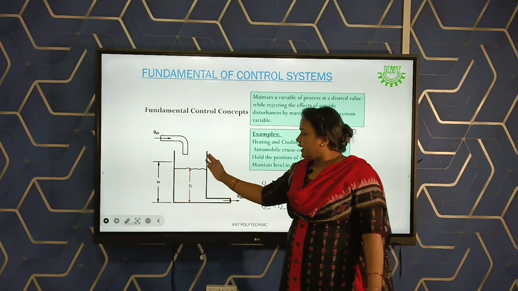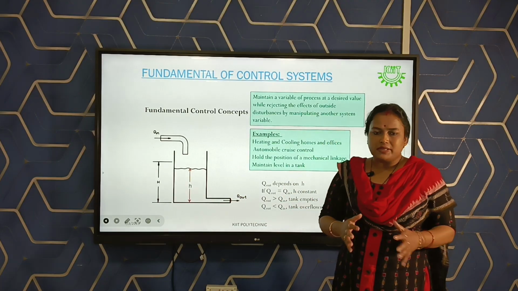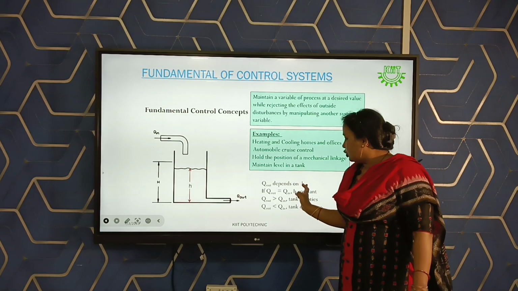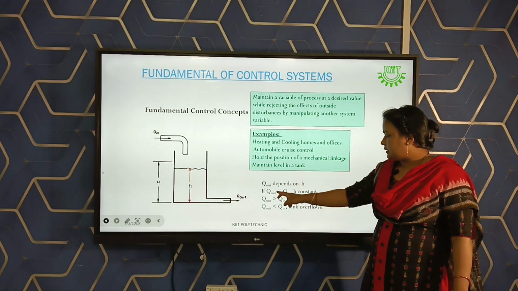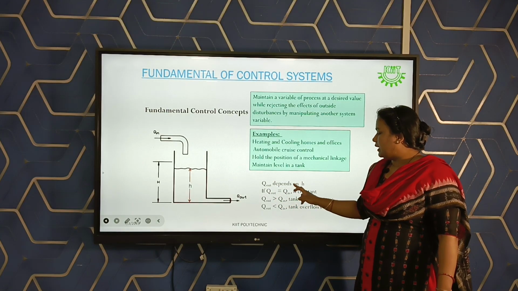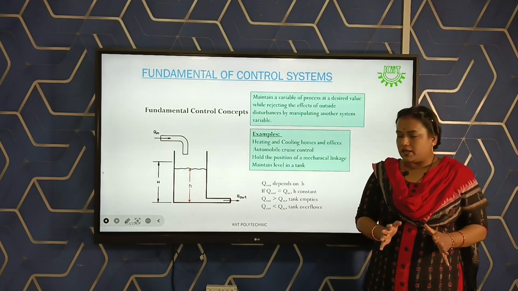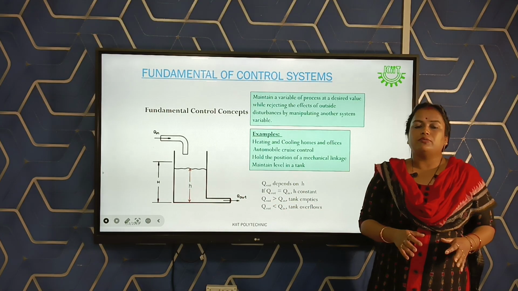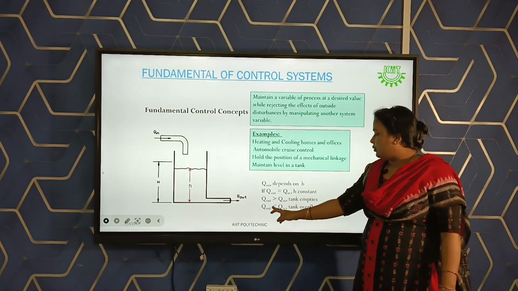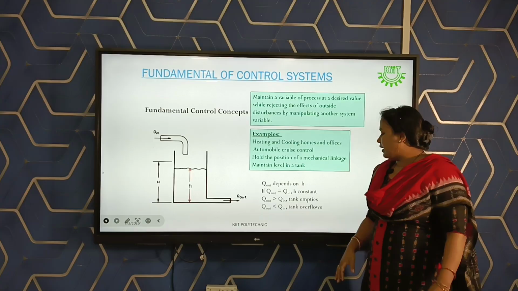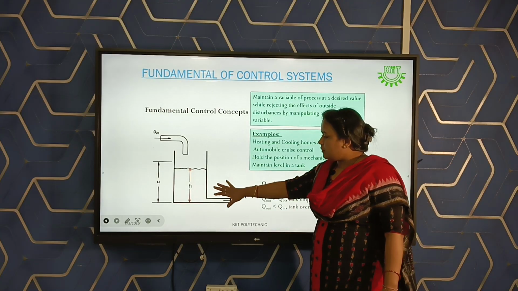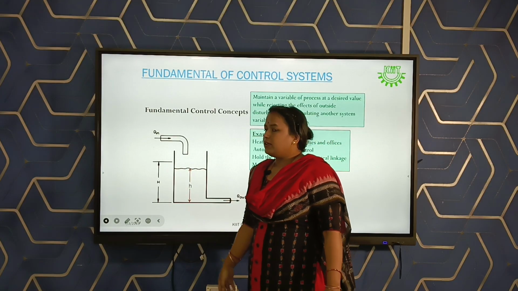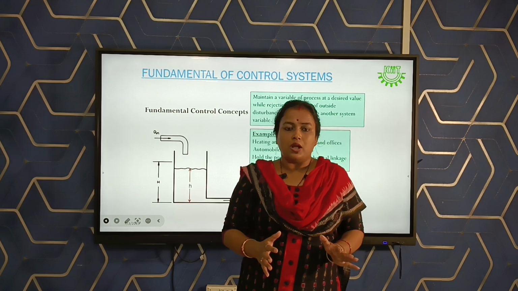So here there are three conditions we will get. Q out, the flow of water from the tank, basically depends upon the control variable, that is our small s. Here Q out will be equal to Q in when H is constant. If Q out is greater than Q in, then the tank will empty. If Q out is lesser than Q in, then the tank will overflow. So this is a system. We have taken the water level condition and set two parameters, one is the reference, another is the control variable.